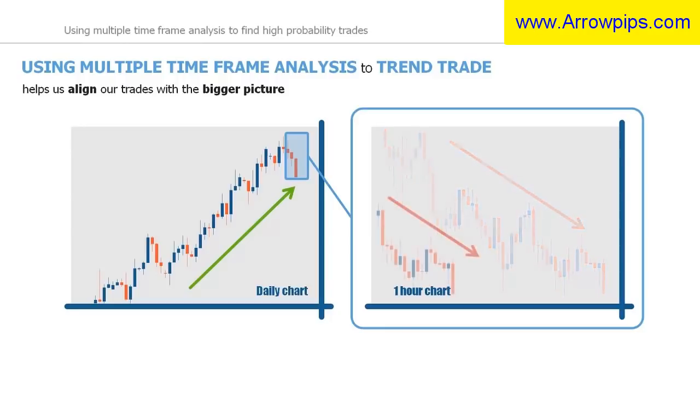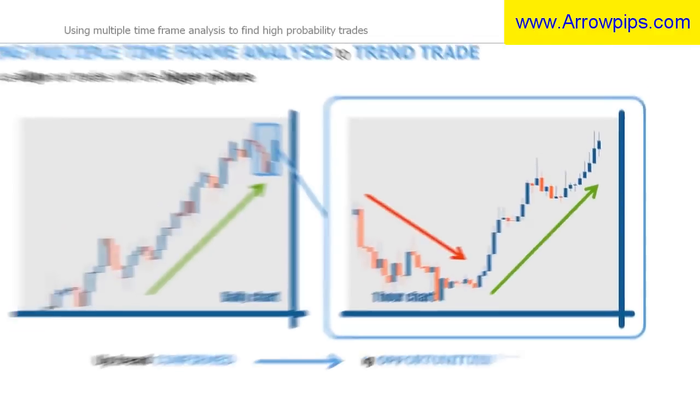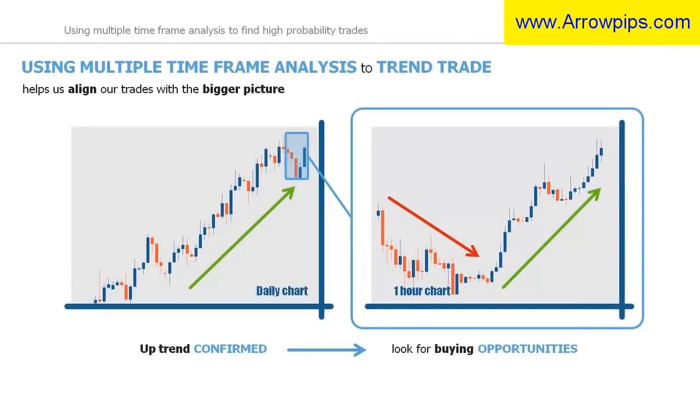You can now see that the 1 hour trend has turned back up and is now in alignment with the daily trend, offering higher probability trading opportunities. The highlighted area is a zone where looking to buy can provide high returns.